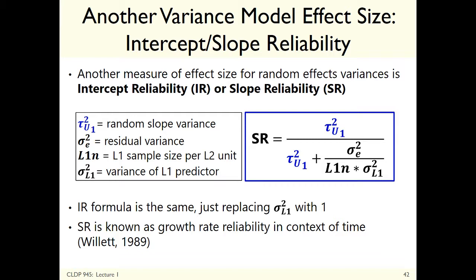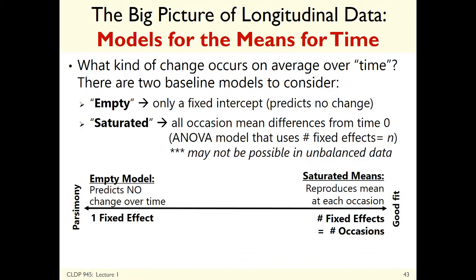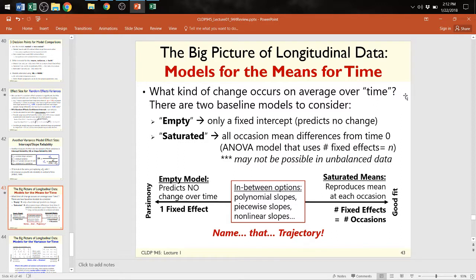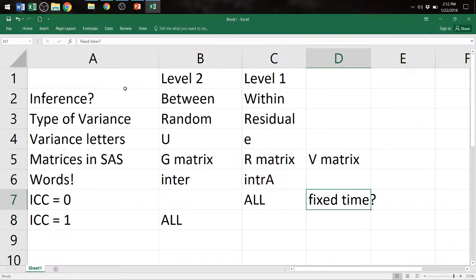So this is something that was initially, I believe, put forth by John Willett in '89 in the context of growth, and I've generalized his formula here to work for any kind of level 1 predictor. So this is another way that you might convey effect size for a random effect. But the bottom line is that random effects do not predict variance. They reallocate it into new piles that predictors of fixed effects can then account for.